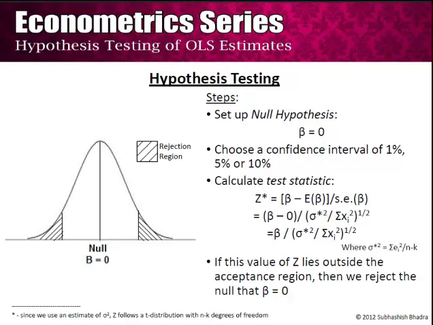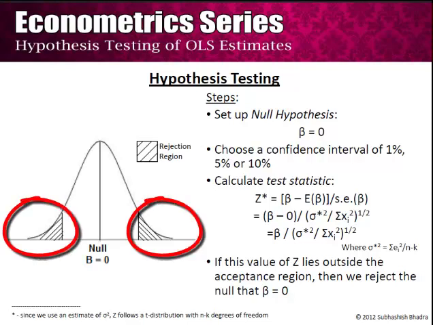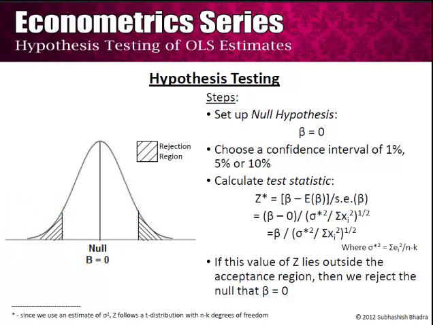Once we calculate the test statistic, we will get a certain value for z. And if this value of z lies outside the acceptance region, then we will reject the null hypothesis that beta equal to 0. And hence we can say that beta is not equal to 0 and it is significantly different from 0. It might be positive or negative. In some cases it might be the absolute value of beta that is relevant to us, while in some cases it will only be the direction or the sign of beta that is relevant. This brings to an end our study of hypothesis testing of two variable OLS estimates.